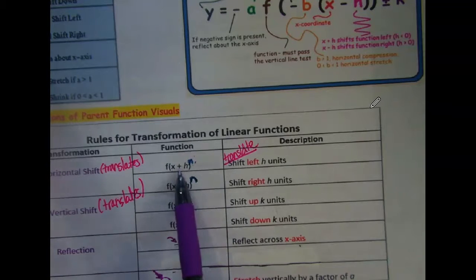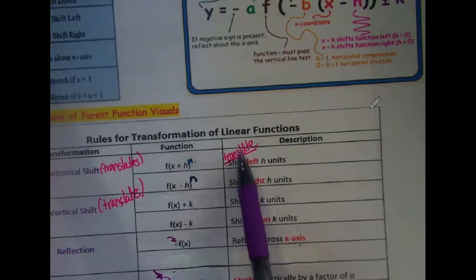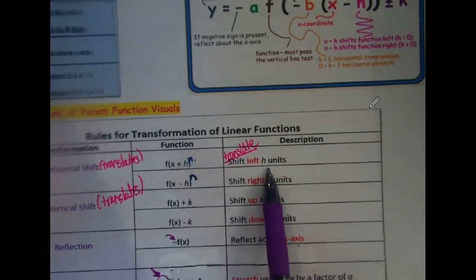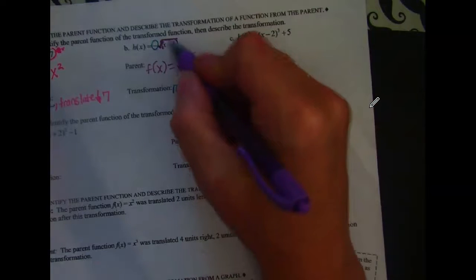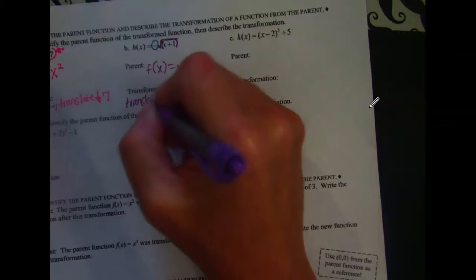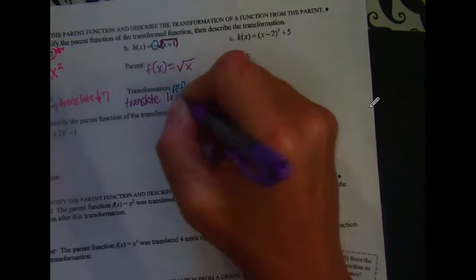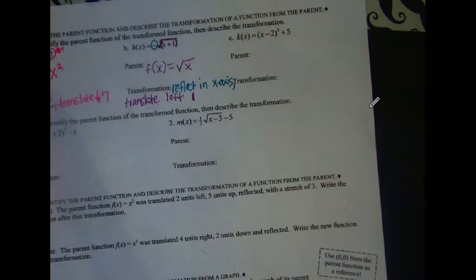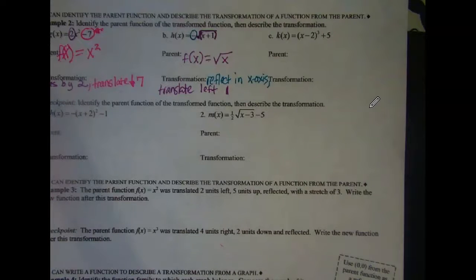So I'm looking at when I have x plus something, that means I am shifting, or I'm going to use the word translating left, whatever the number is. So I'm going to go back, and it looks like I am translating left. One. Because that number is 1. And that's it. All right, we're going to look at example C.